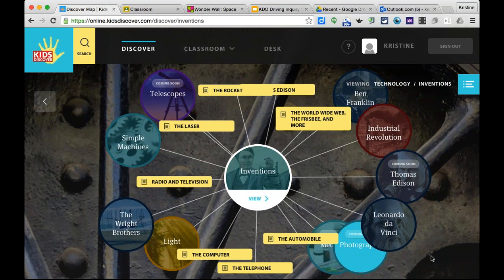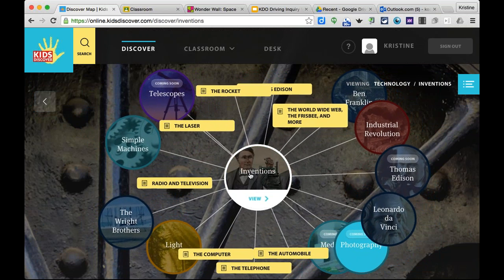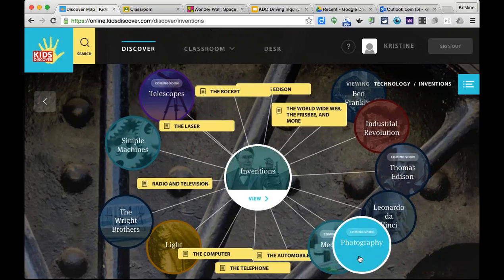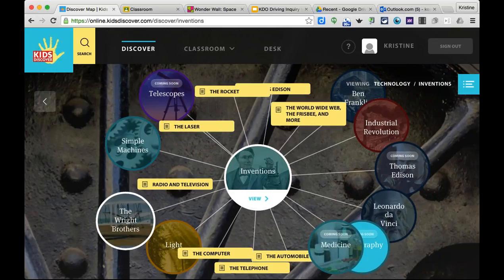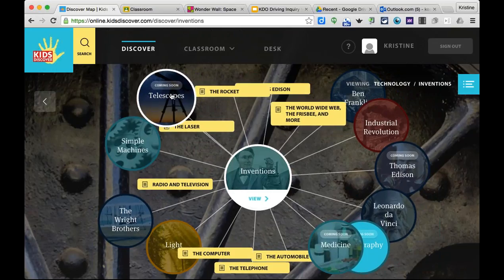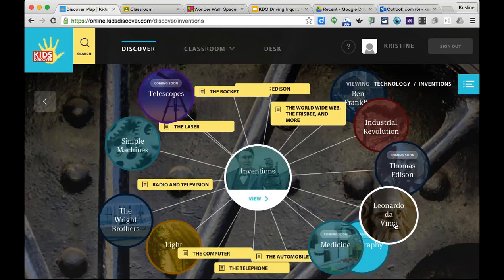In this view, inventions is in the middle, and the related technology topics are still in blue. But what we're going to notice is that there are some other colors here. So for example, you'll notice Leonardo da Vinci is in a dark blue color, and that represents historical figures. You'll also notice that inventions are tied to the Industrial Revolution, and that is in red color. And red is the indication of American history.